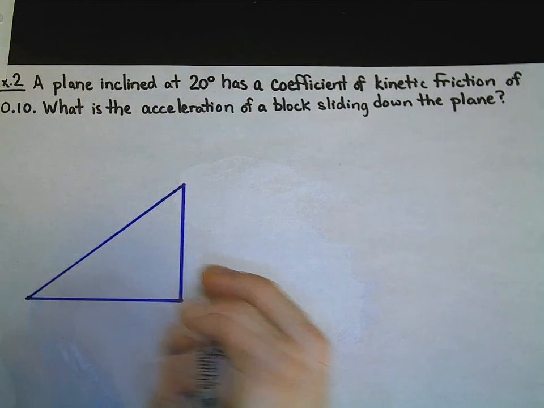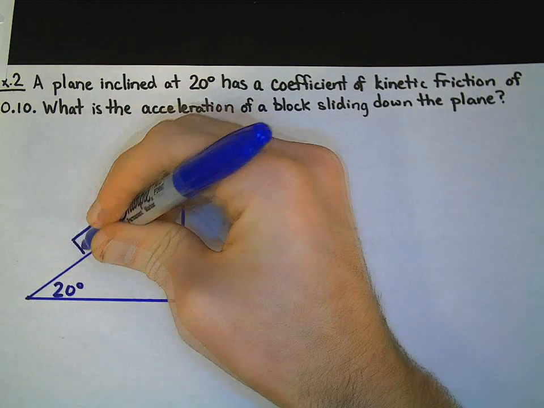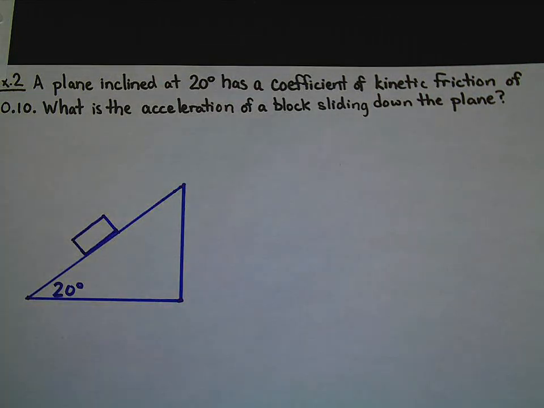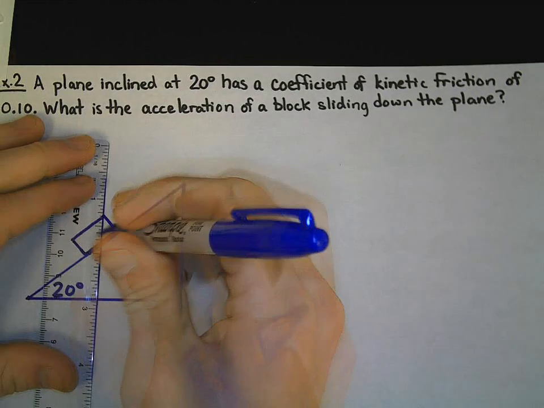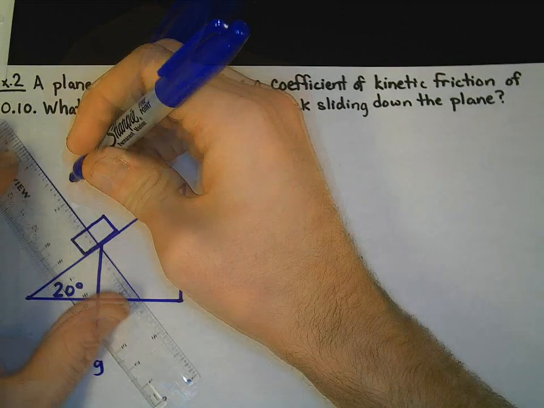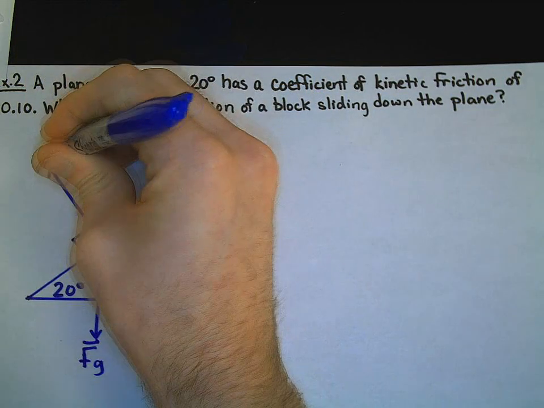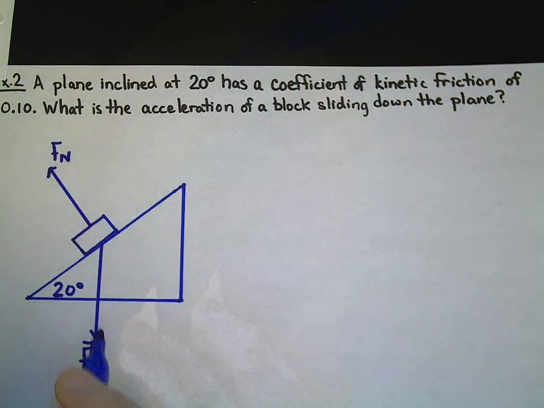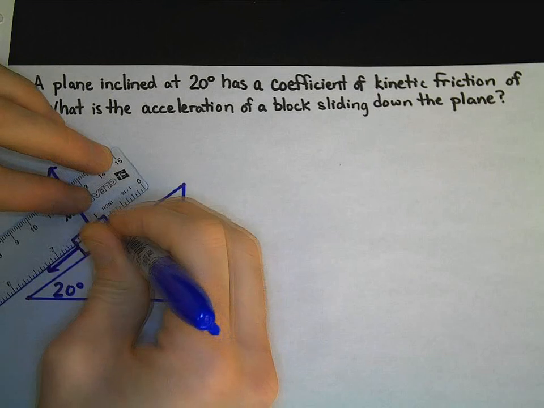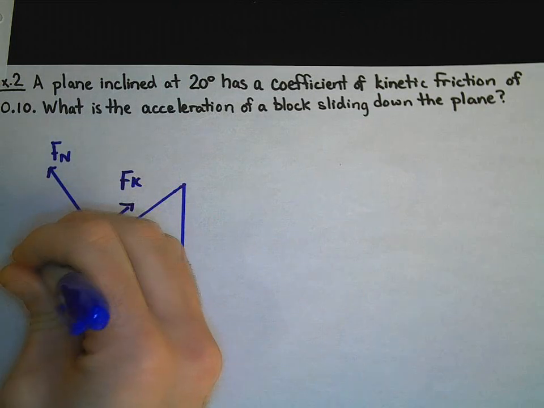And this time we have 20 degrees. However, in this case, the forces acting on this block are, yet again, our force of gravity, our normal force, some type of applied force acting down the ramp, and a force of kinetic friction acting in the opposite direction of my applied force.